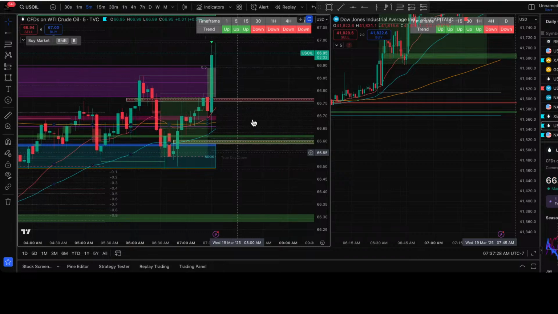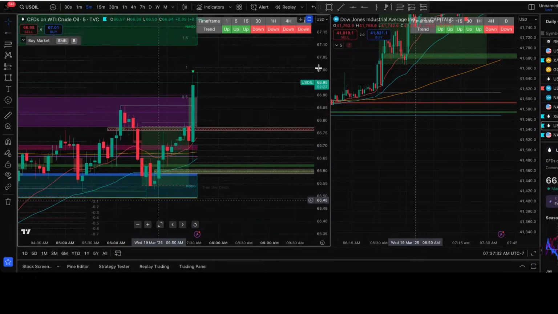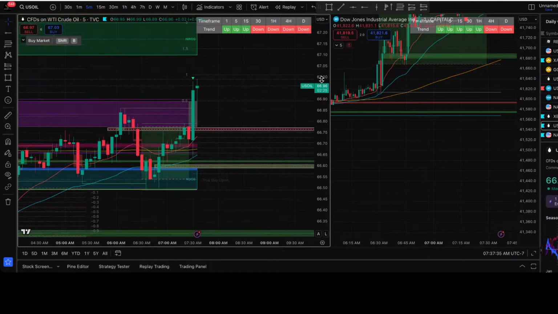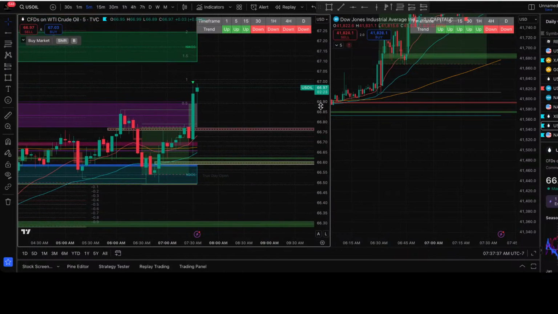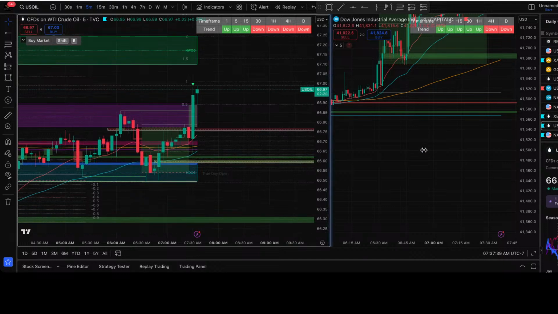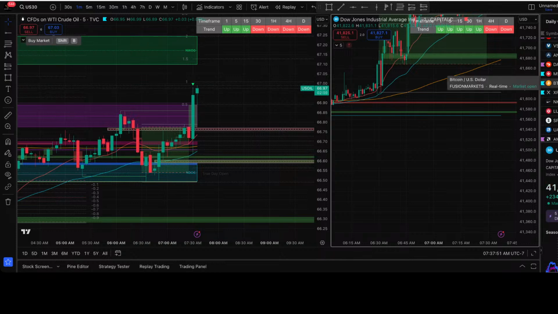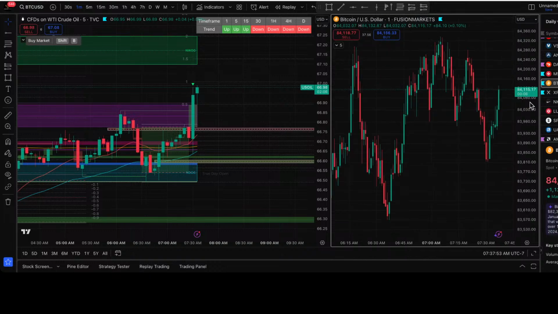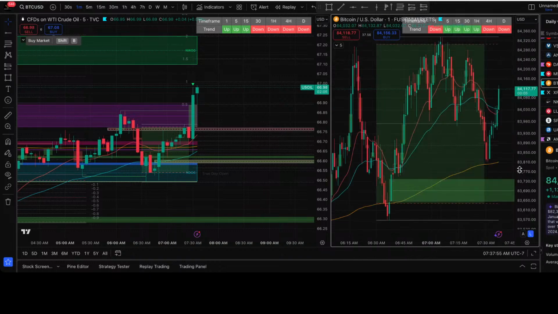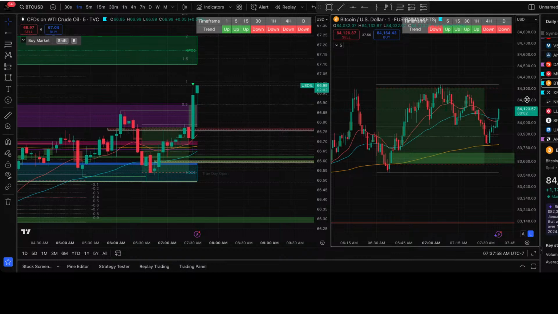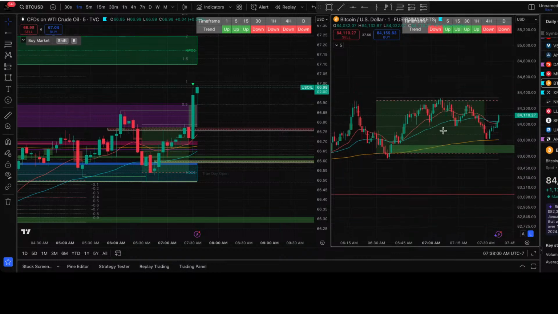At the same time, while we're watching that, I do want to go over a couple of things. Let's take a look at Bitcoin here for a second. Bitcoin sitting at 84,000. Remember, anytime you see a rally in any asset, always wait for a retracement.